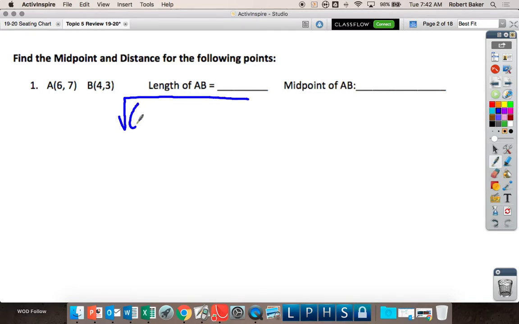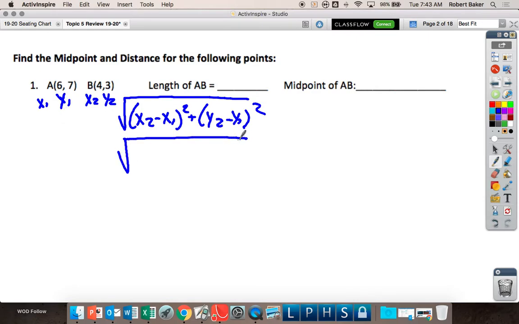So the distance formula is the square root of x2 minus x1 squared plus y2 minus y1 squared. So you label your points x1, y1, x2, y2. We'll plug those points into the distance formula equation. So x2 is the number 4, x1 is 6, y2 is 3, y1 is 7.